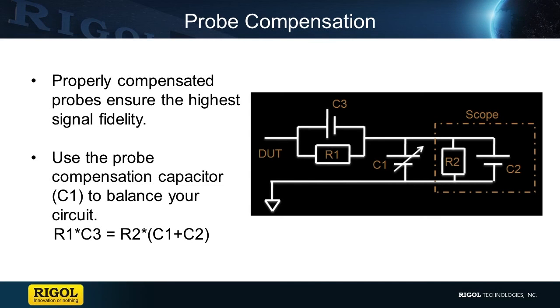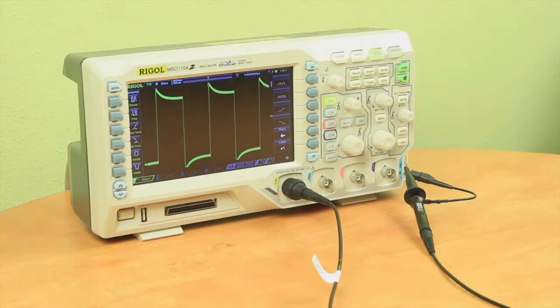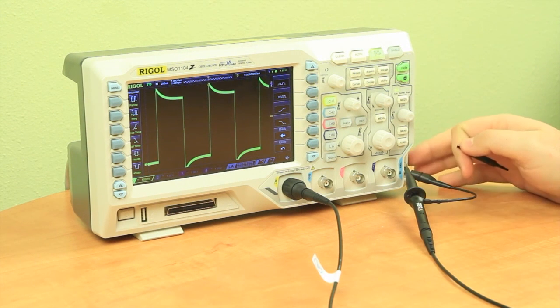Probe compensation is necessary for calibrating a new or used probe for a particular oscilloscope. It can help improve signal quality being viewed by the oscilloscope. In order to demonstrate how to properly compensate your probe, I've connected a PVP2150 passive probe to a 1 kHz square wave that's being produced by our scope.